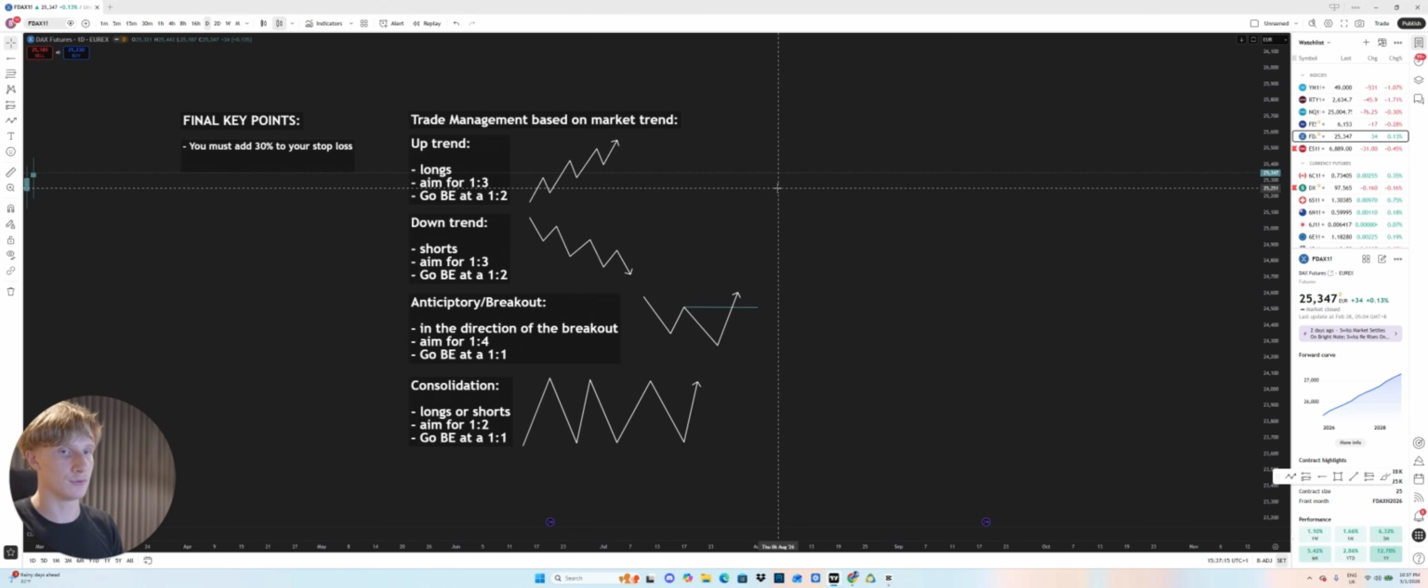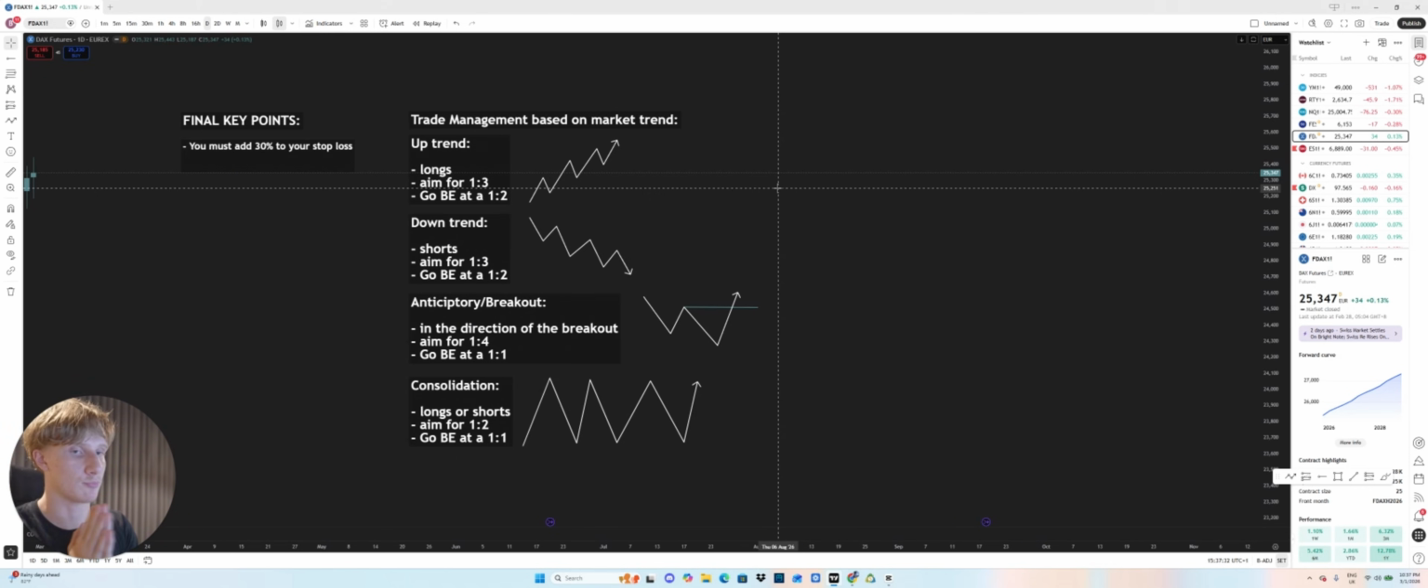Now, you want to go break even, which means moving your stop loss to your entry at a 1 to 2. That is when we're following the trend. That is when we're trading with the trend, okay? Same for downtrend, just the exact same, but opposite, obviously short, aim for a 1 to 3, go break even at a 1 to 2.